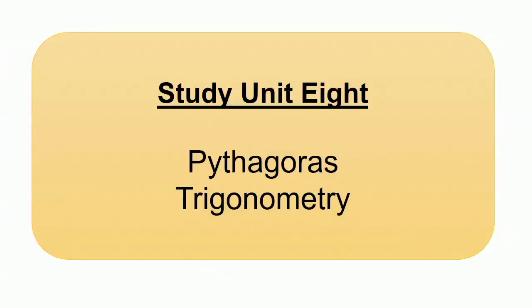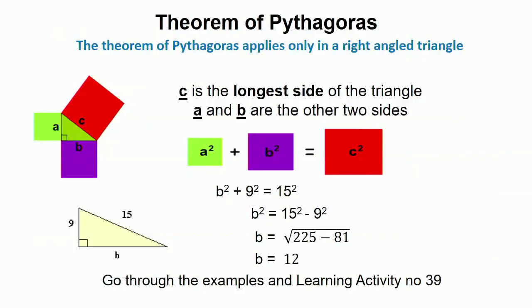Then we get to Pythagoras and trigonometry. The theorem of Pythagoras applies only to a right angle triangle. Long side squared equals the short side squared plus the short side squared. A squared plus B squared is C squared.